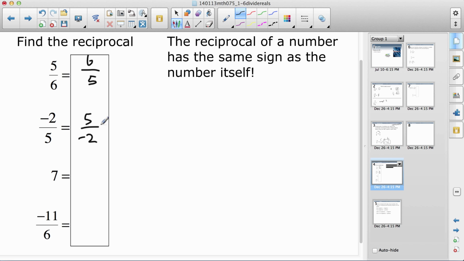I guess I have the answers underneath there. Or this one doesn't have a fraction on. Oh, but I remember that any whole number is really over 1, so the reciprocal of that would be 1/7. And then the flip of this would be 6/-11, or I could write it as -6/11. Okay, hopefully that helps you.